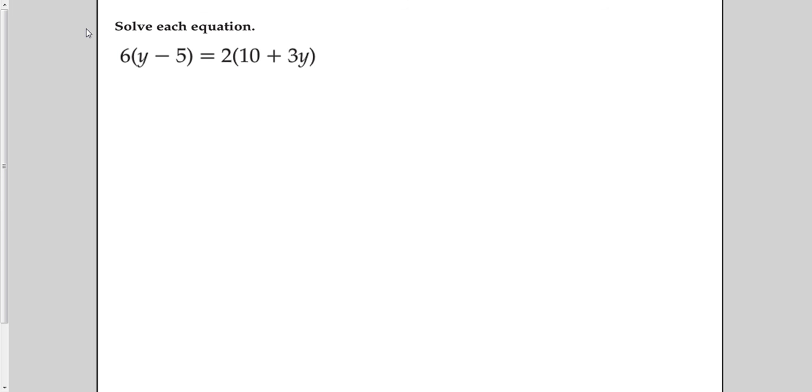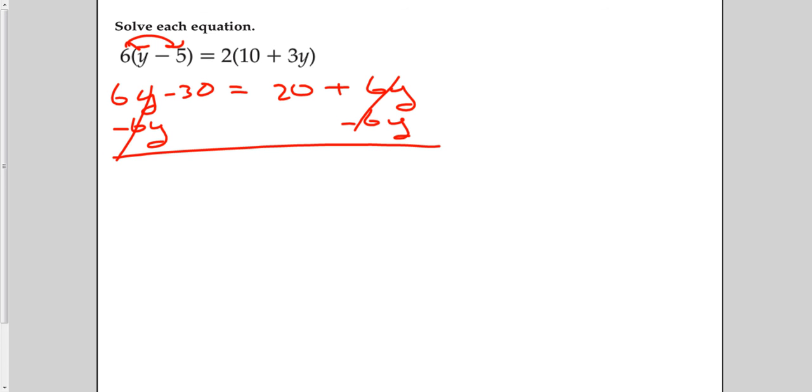Okay, in this problem, we have 2 sets of parentheses. And we could do this 2 ways. We could distribute the parentheses and then divide, or we could divide and then do the distributive property. In this case, I'm just going to do the distributive property first. So I'm going to end up with 6y minus 30 is going to be equal to 20 plus 6y. I'm going to now move all of my variables to one side, so I'm going to subtract 6y.